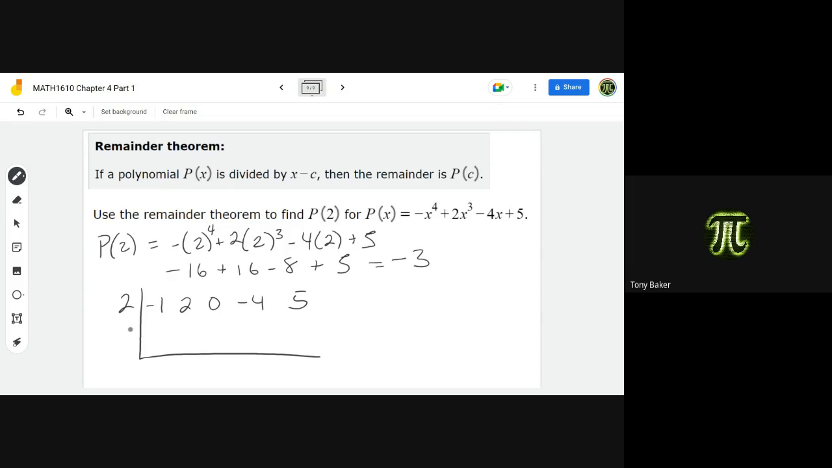Now, if I did synthetic division with this one, negative 1, 0, 0, negative 4, negative 3. Those come out to be the same answer. Always. The question is which one's faster? That depends on you.